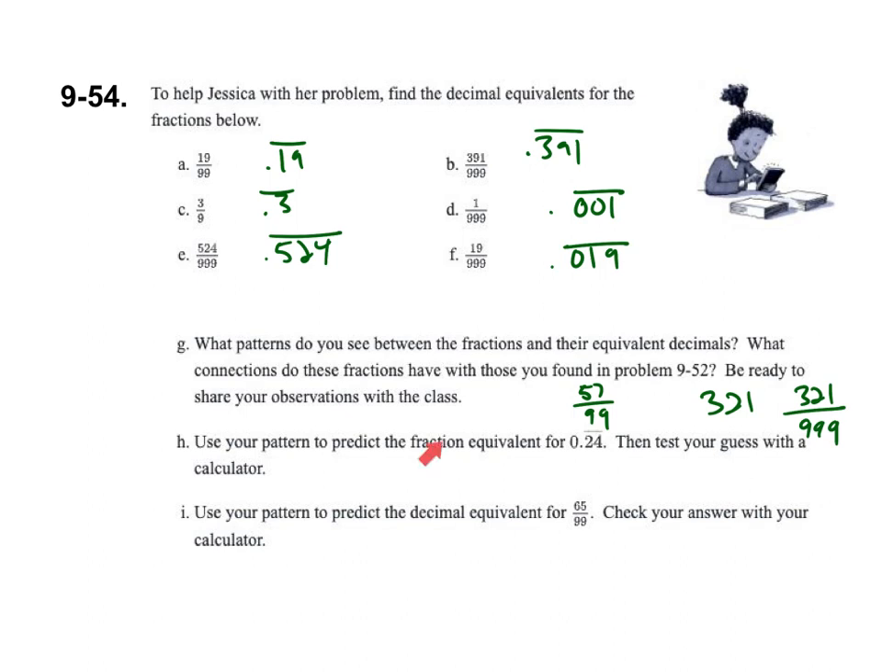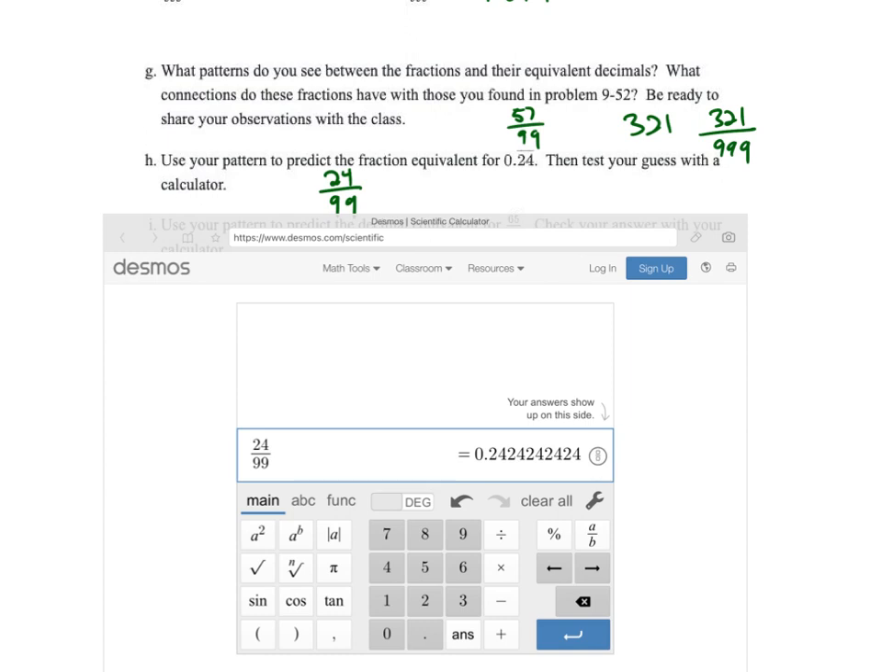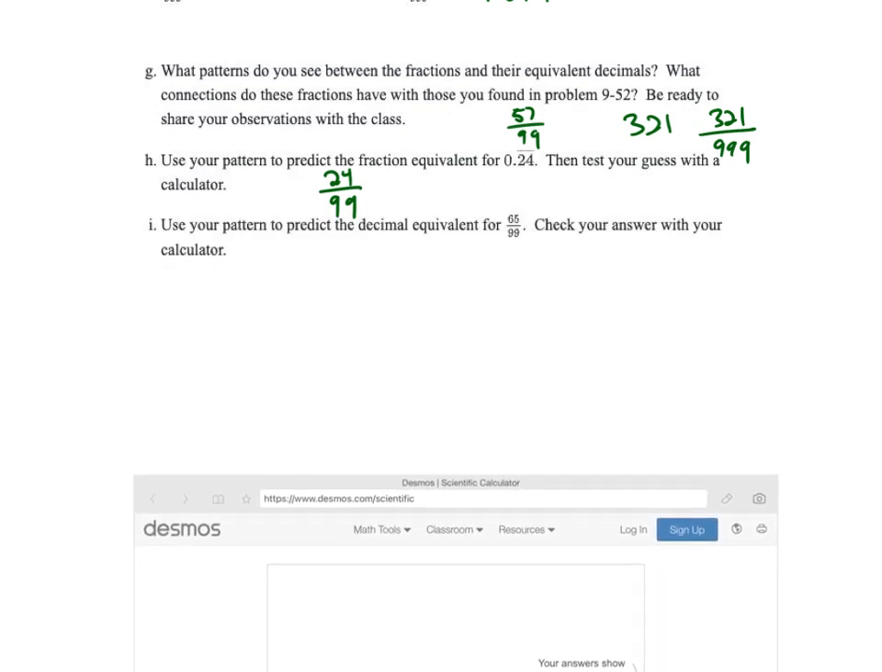So using that pattern, what do we think the fraction is going to be for 0.24 repeating? That's going to be 24 over 99. When you plug that into the calculator, let's see what that does. When we pull that up and do 24 over 99, we get 0.2424242424. So we've checked that with the calculator. It does seem to work out.